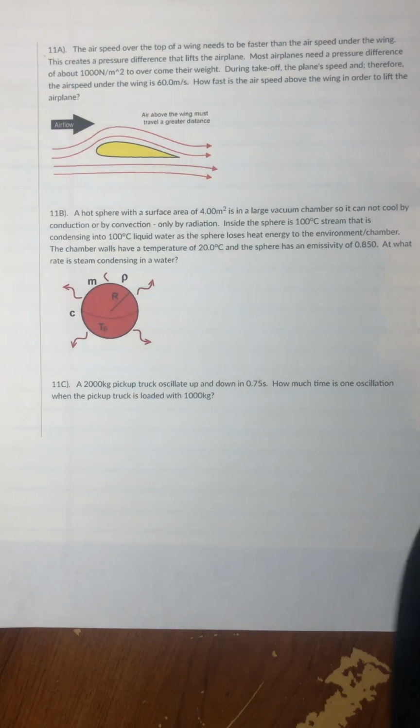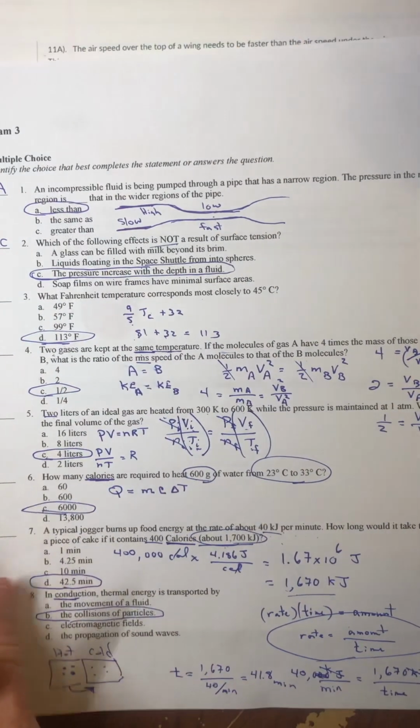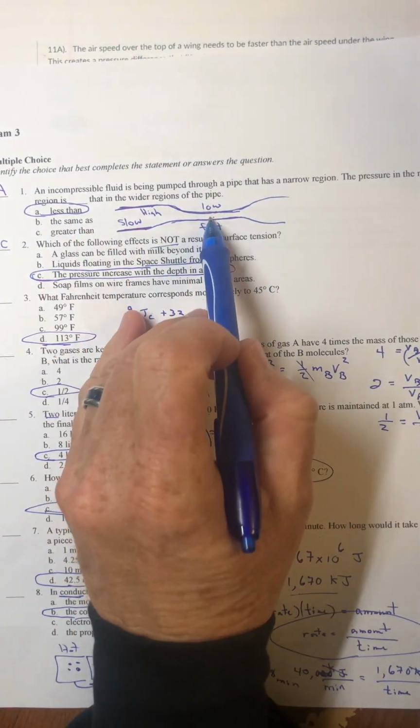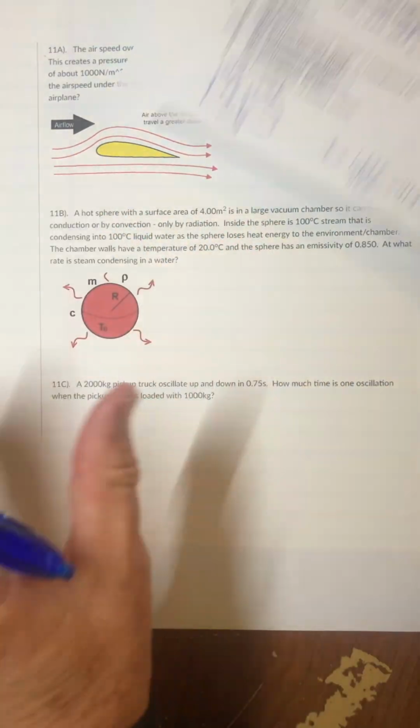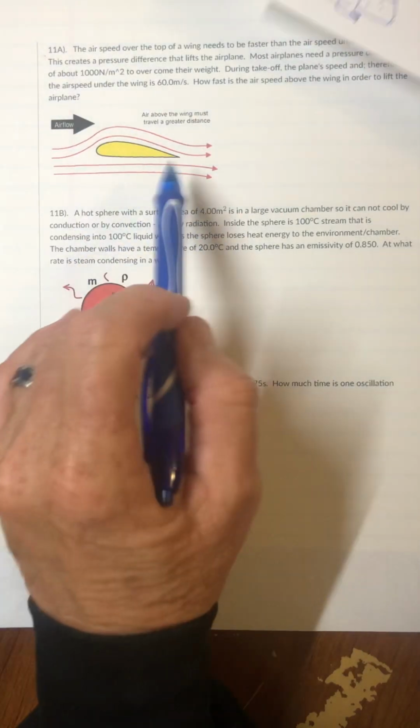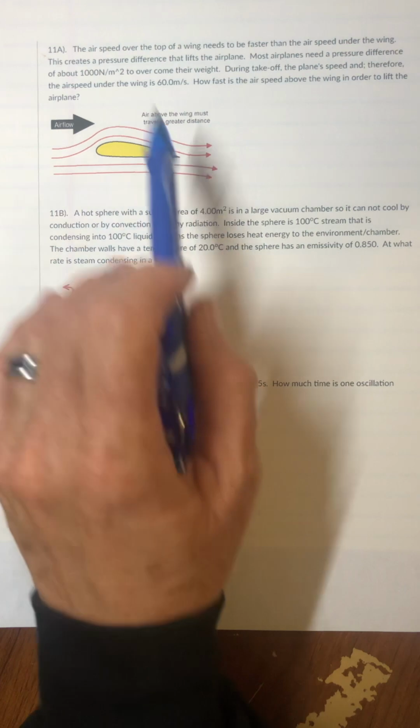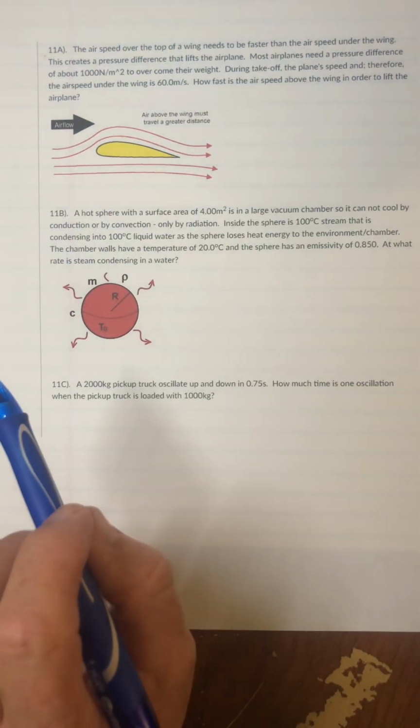In fact, it kind of reminds me of the very first one we had on the multiple choice. So we said where the pipe narrowed, it went faster. Now, this really isn't a narrowing effect, so it's not quite the same problem, but the shape and the geometry makes it flow faster, and that's for different reasons.